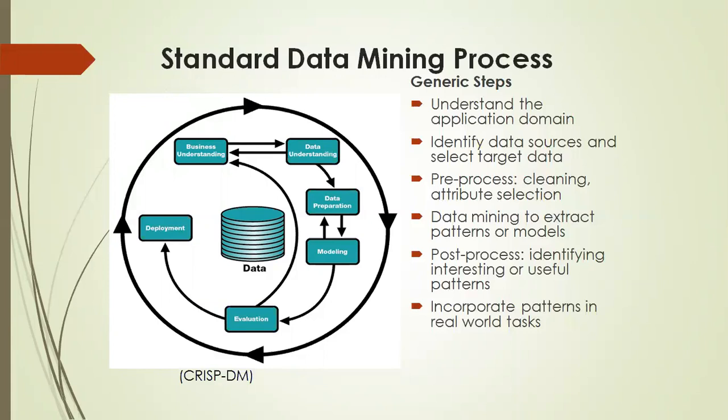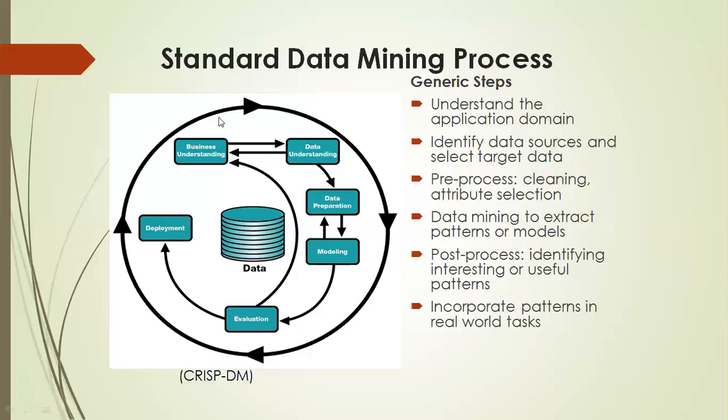Here, the data mining industry has proposed a cross-industry standard process for data mining. That is also called CRISP. So what does CRISP stand for? It is the cross-industry standard process for data mining. That is why it is called CRISP data mining. This particular CRISP has 6 essential steps.